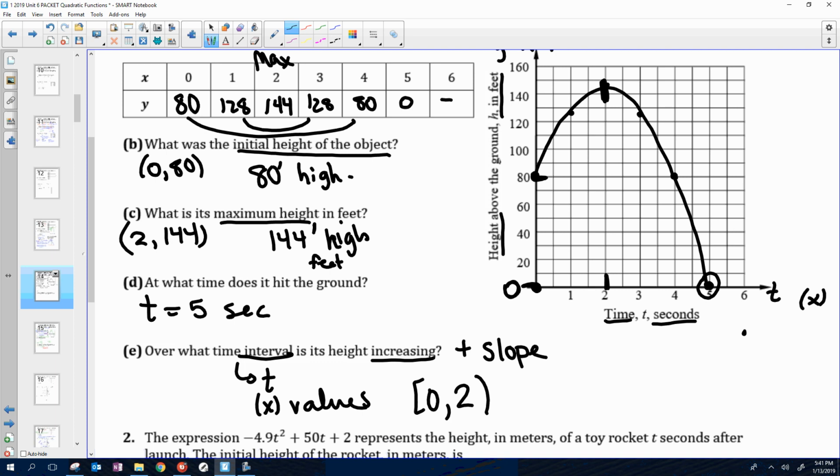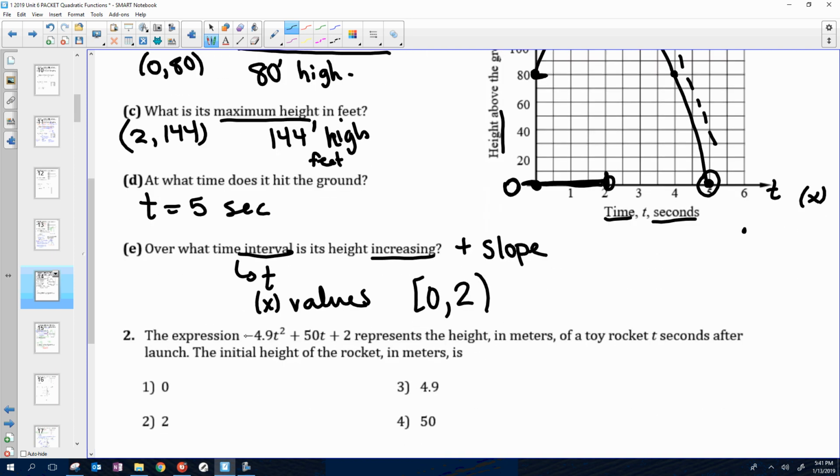So from this time to this time, it is increasing on the x-axis, 0 to 2. After that, it's decreasing and the slope is negative. The expression negative 4t squared plus 50t plus 2 represents the height in meters of a toy rocket t seconds after its launch. So this whole thing represents the height. What's the initial height? That would be when t equals 0.